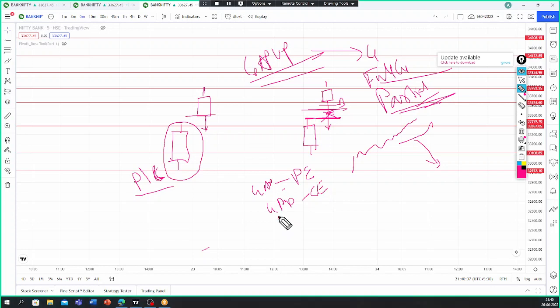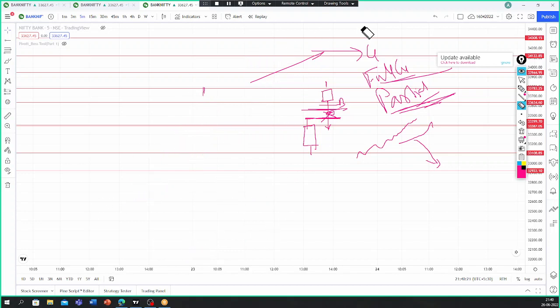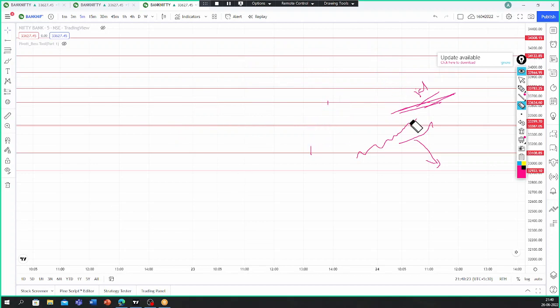Right? Now I'll tell you in what scenario I do that. Even gap down is full gap down and partial gap down. So when you have gap up and gap down, each will have two categories, partial and full. Now I'll tell you what is full and what is partial.